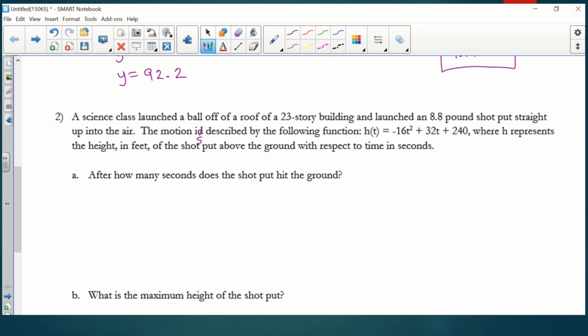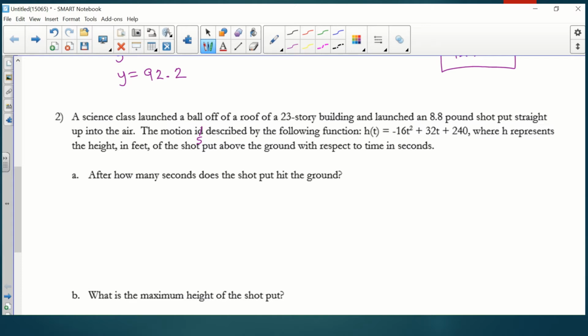So it looks like we are launching this shot put off of a 23-story building. So it's not starting on the ground. Keep that in mind. All right. So h represents the height in feet of the shot put above the ground with respect to time in seconds. All right. So after how many seconds does the shot put hit the ground?